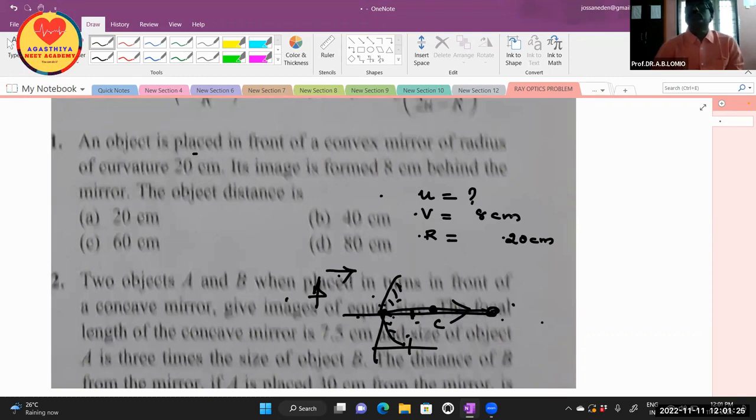How to find u? Very simple question. Can you do it? Just substitute the values in the mirror equation and tell me the answer, please. f is equal to half of the radius, that is 20 divided by 2, 10 centimeter. But we have to find the u value.